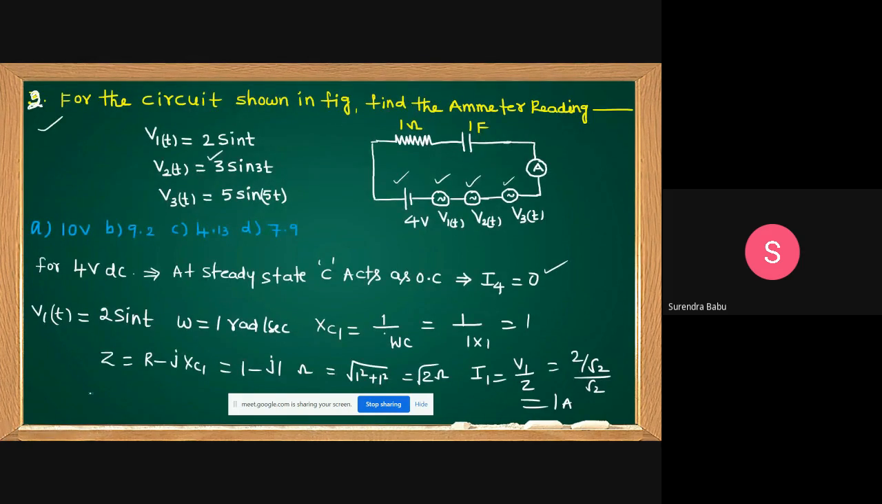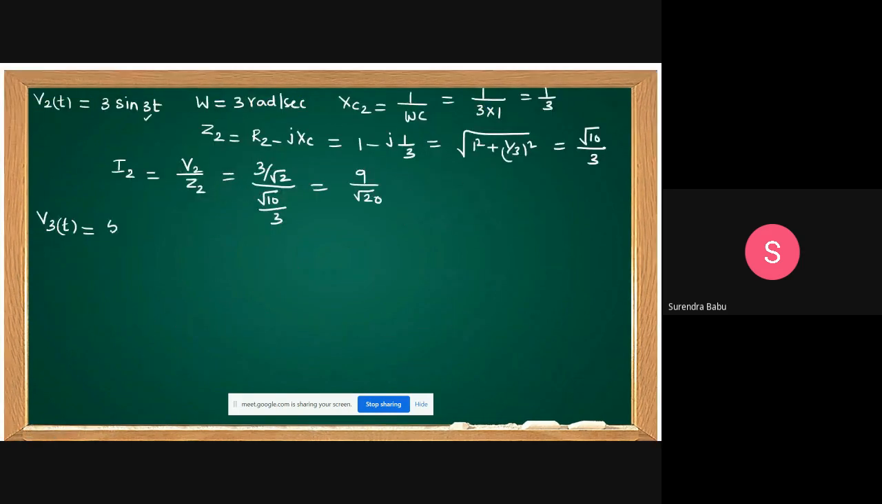Then what is the source? 5 sine 5t, students. Then what is omega, sir? Omega is 5 radians per second. Clear? Correct. Then what is XC2, students? 1 by omega C. Omega is 5, C is 1 farad, that is given in the problem. So 1 by 5. Then what is Z3?